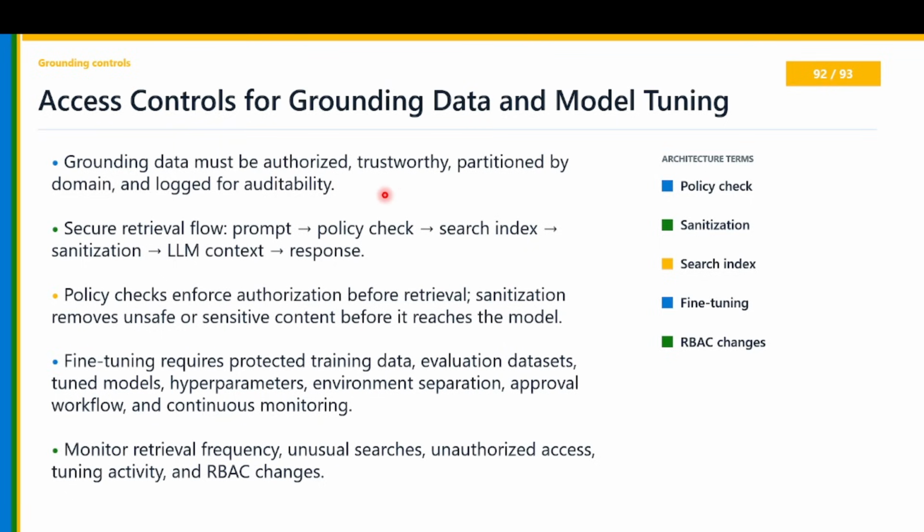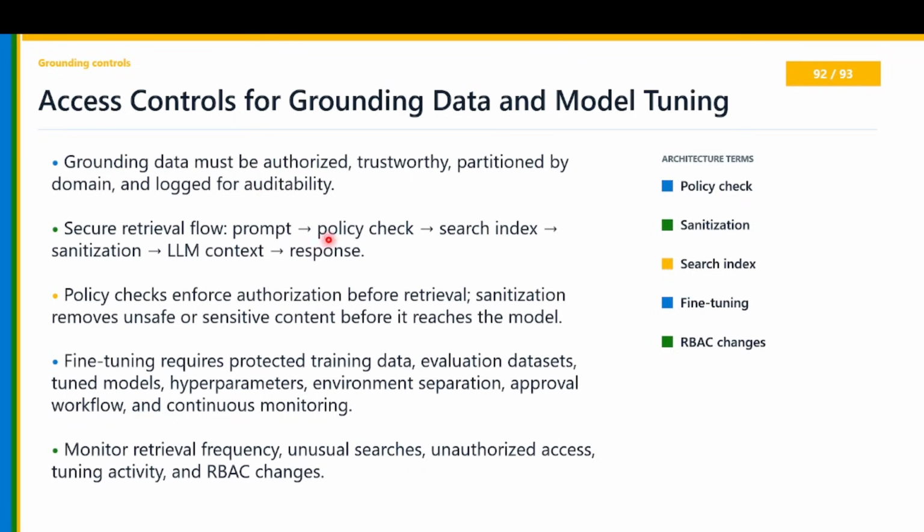Grounding data must be authorized, trustworthy, partitioned by domain, and logged for auditability. Very important. Source retrieval flow. So this is the retrieval flow. We've looked at the architecture of retrieval augmented generation, RAG, before, but let's just walk through it again. So we start with prompt, policy check, search index, sanitization, LLM context, and response.